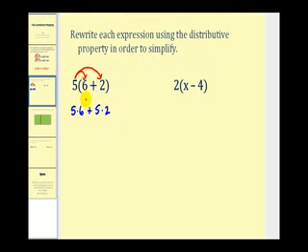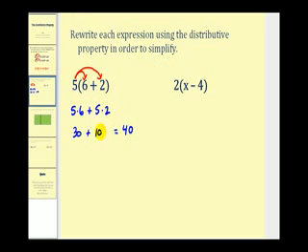We have now applied the distributive property, and now we'll continue to simplify. Well, 5 times 6 would be 30, and 5 times 2 would be 10. 30 plus 10 is equal to 40. We have simplified this expression using the distributive property.